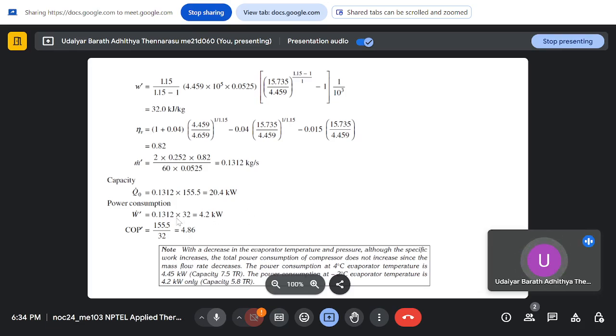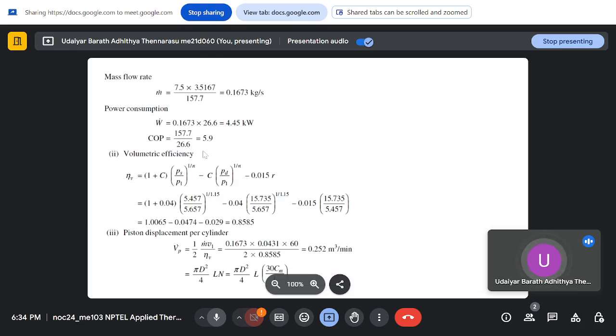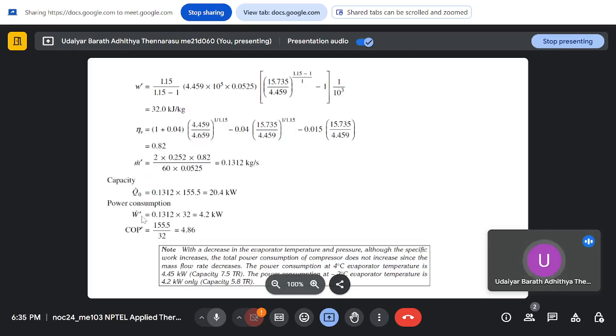So what happened is the mass flow rate is reduced because your suction pressure has reduced, so that caused a reduction in density and that reduced the total mass flow rate. So previously the mass flow rate was 0.1673, but in this case the mass flow rate is 0.1312. So this reduction in pressure also caused the reduction in mass flow rate, so that reduced the overall work done, even though the specific work done is more.